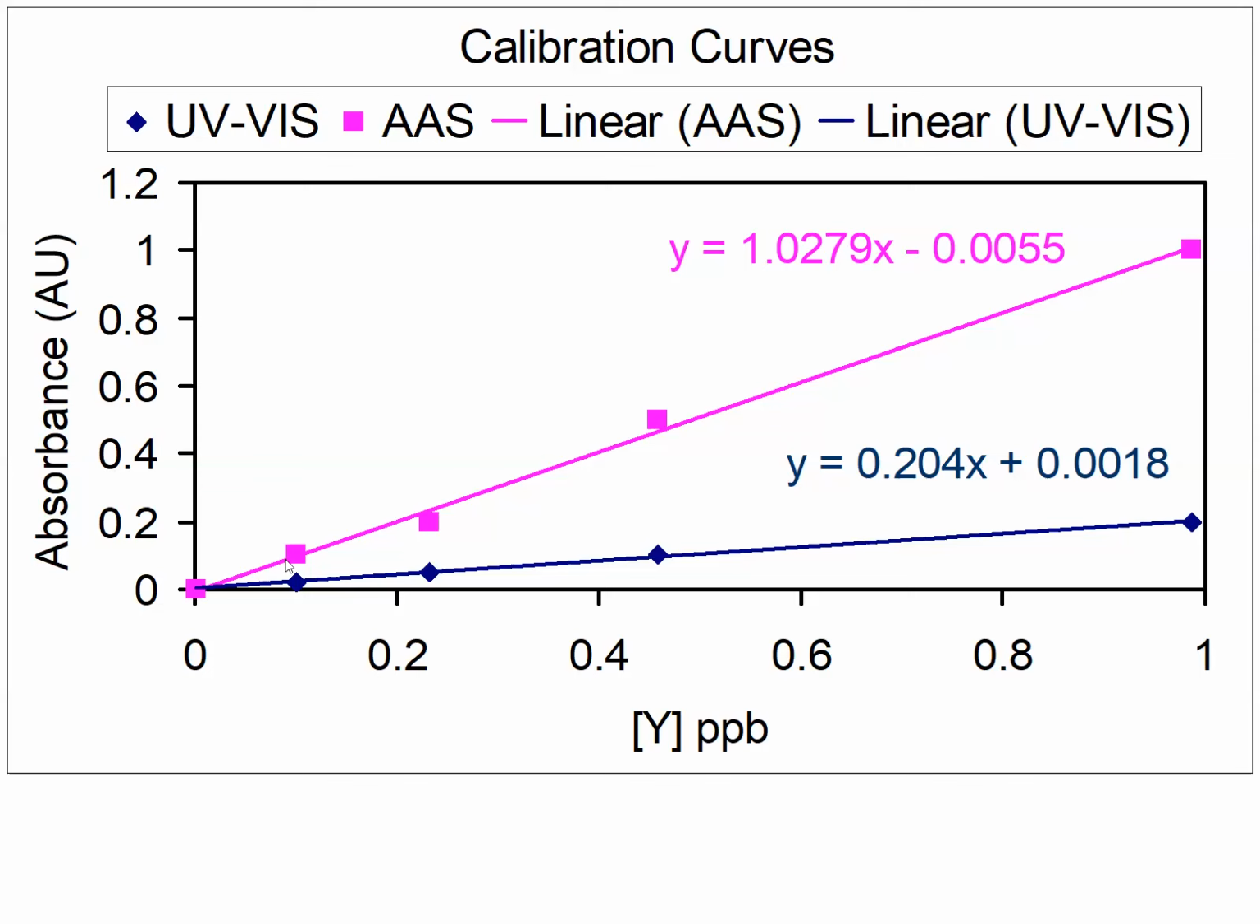And then you look at this measurement here, same analyte measured with a different technique, AAS. Y equals 1.0279x minus 0.0055. You compare the two slopes. The AAS has a larger slope. It's more sensitive for the analyte Y. The square bracket stands for molar concentration in parts per billion.